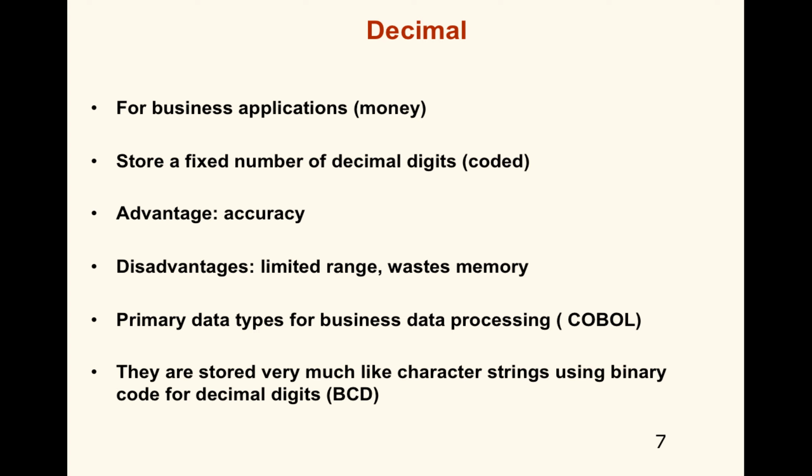But in modern day computers, do we really care? We have a lot of memory right now, so it's not really a big problem. If you were working with an embedded system and you had a limited amount of memory to work with, you might want to consider using the float instead of the double. The decimal also became a primitive data type for COBOL, as I mentioned before, for business data processing. So they store very much like the character sets using a binary code for decimal digits, BCD code. So yeah, they store it as a character set almost.